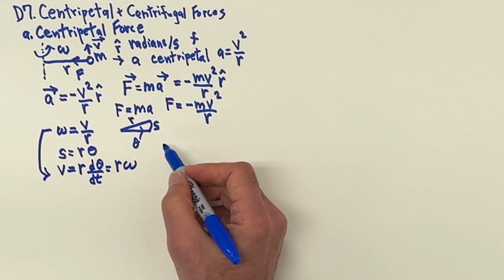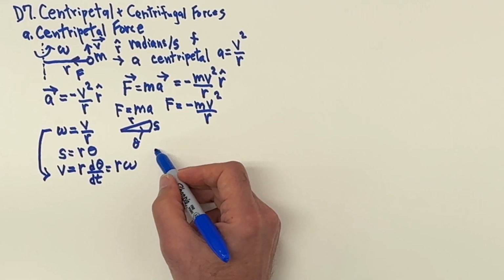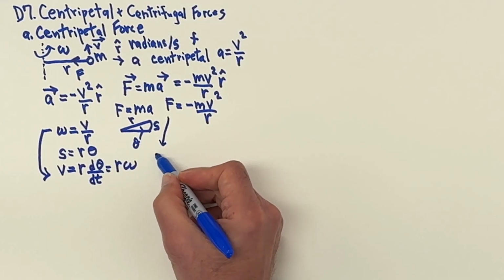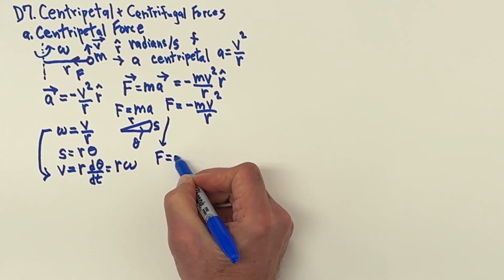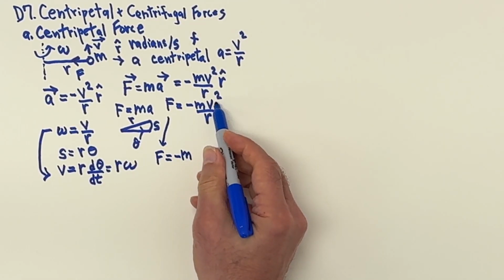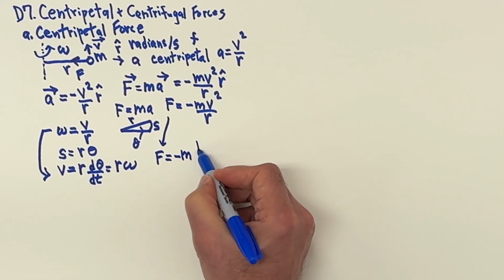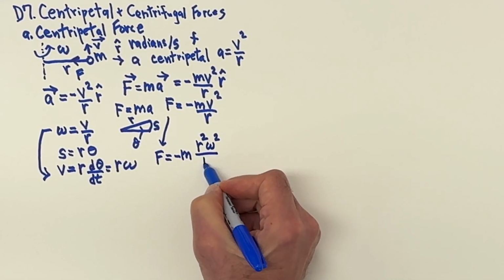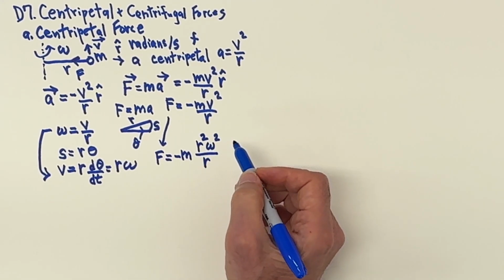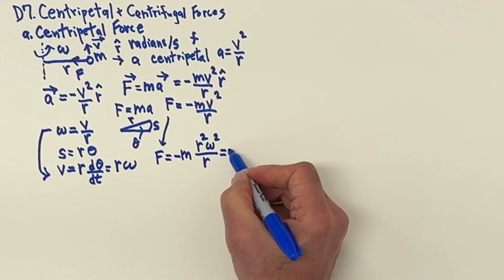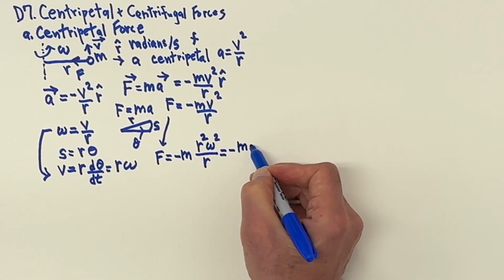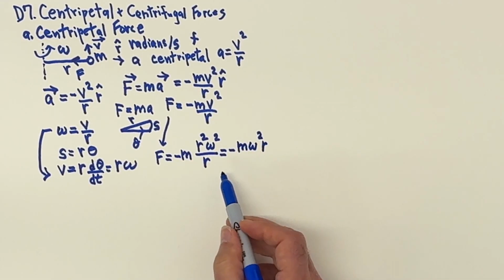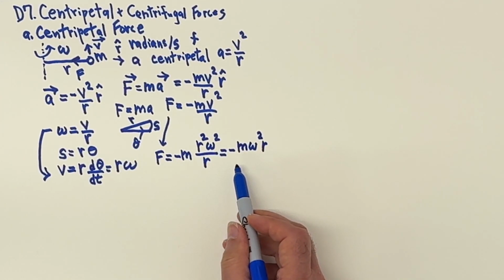So often we see this included, and if you plug that in for the force, you get minus m, and now v squared would mean r squared omega squared divided by r, and one of the r's will cancel out, so this is minus m omega squared r. And this is a useful formula to have.